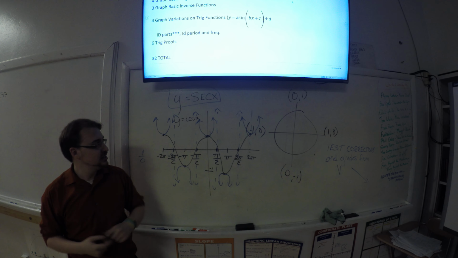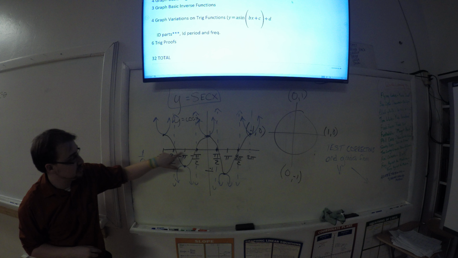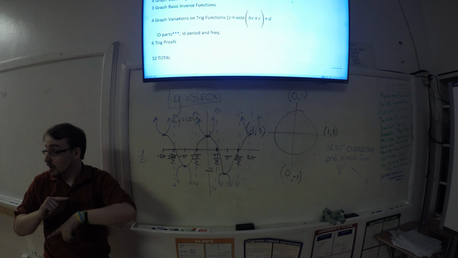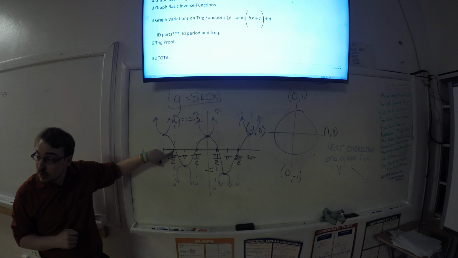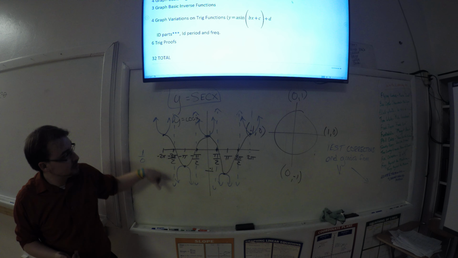That's why we get asymptotes. Because when we flip 0, it's undefined. Do you understand? At the zeros of cosine, we flip it, but when we flip the zeros, it goes away because it's impossible. You can't have 1 over 0. So we put an asymptote.